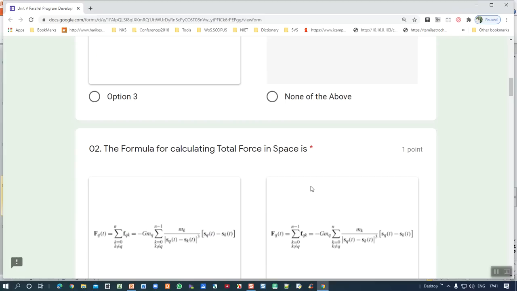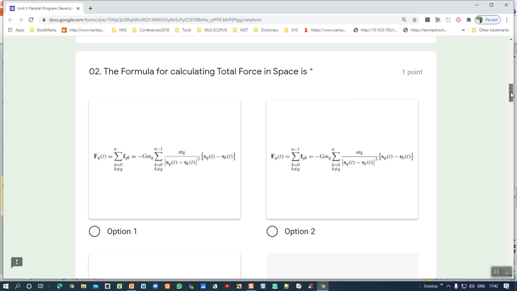And the second question: what is the formula for calculating the total force? A total force means 0 to n minus 1. Here only n is there, so I didn't select this one. In option 2 also, it is m minus 1, so here also n is there. So all of these are wrong.